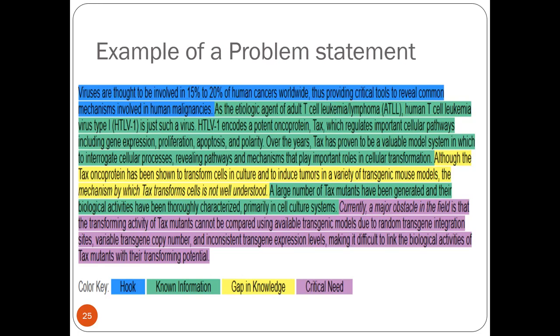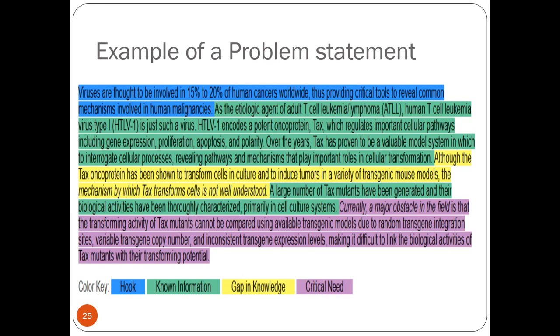So, for example, we are dealing with viruses. Viruses are thought to be involved in 15% to 20% of human cancers worldwide. That has provided critical tools to reveal common mechanisms involved in human malignancy. You can see this is the hook. I'm hitting the nail. I'm giving a fact. I'm giving you meat to chew. I'm telling you this is the fact on the ground. Take it and do whatever you want to do. After seeing this fact, it must move you. It must put some information in your head that, hey, this is a critical issue.